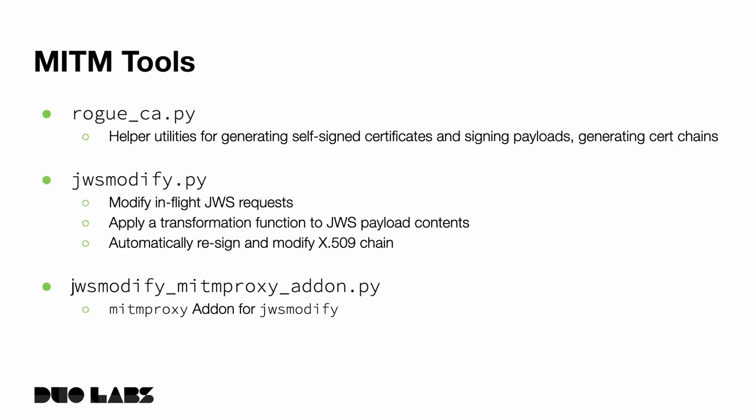The tools that we're releasing are really three separate tools. The first is a small Python utility to help you generate rogue, self-signed certificate authorities, and then leaf certificates issued by that authority, as well as sign arbitrary payloads with those leaf certificates. There's also some tooling that allows you to extract and modify JWS requests in flight, applying an arbitrary transformation function to the contents of that JWS payload, as well as automatically re-signing and modifying that X509 chain. We've also turned this into a mitmproxy add-on.